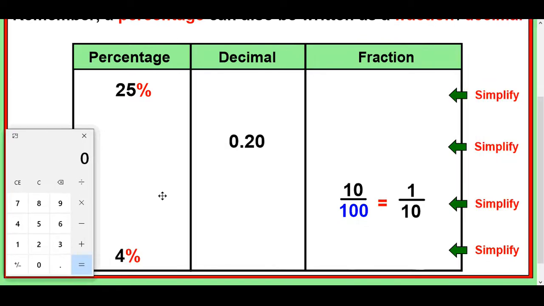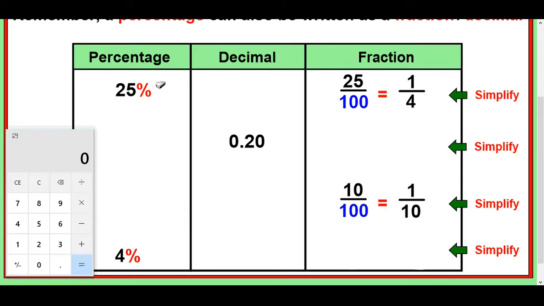Now 25% we should know is 25 out of 100. Now some of you will know that's a quarter, but to write it as a fraction, you can just write 25 out of 100 and then simplify the fraction down. What I mean by that is divide the top and the bottom by the same thing. You're trying to get as low as possible. So you can divide the top by 25 and the bottom by 25 and you would get a quarter.